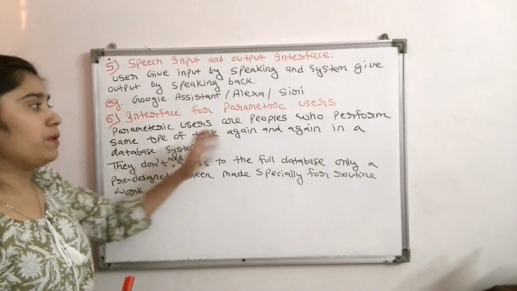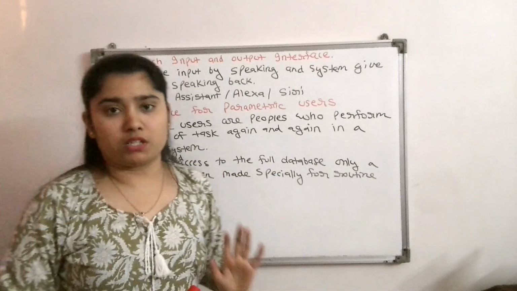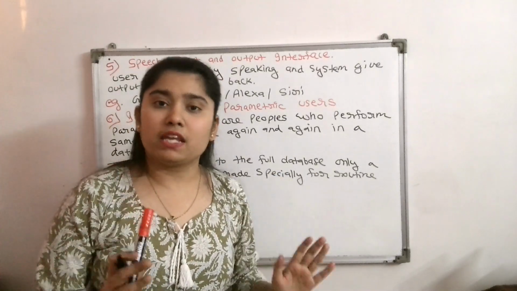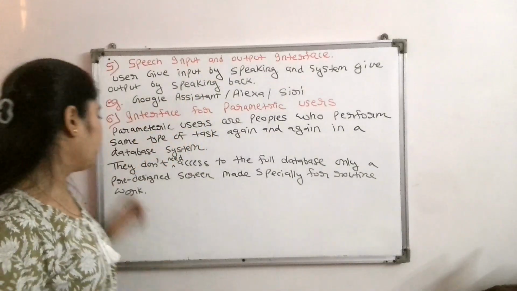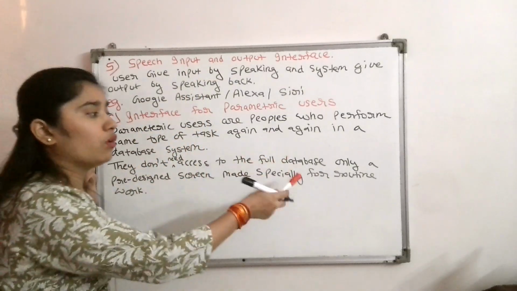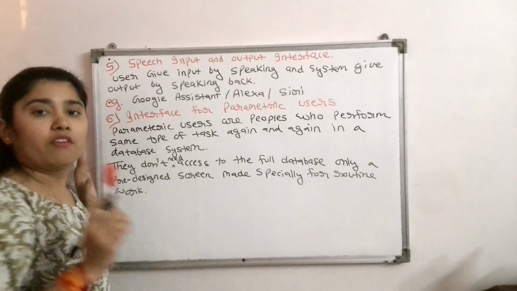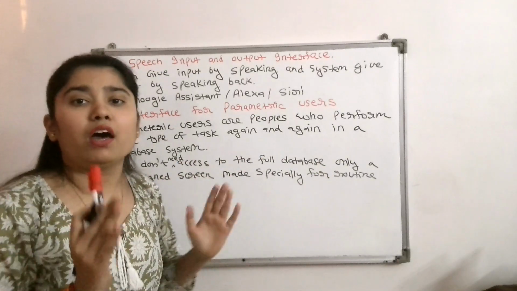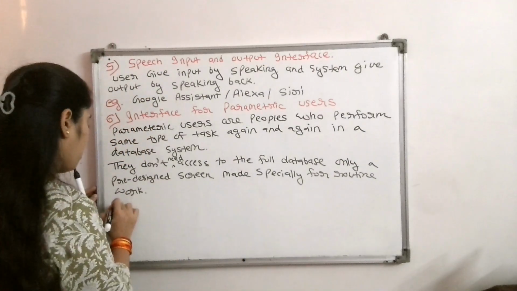See, these are the people who perform the same type of task again and again in the database system. They are using the same tasks repeatedly for every customer. Then they don't need access to the full database. They only need a pre-designed screen. There is a fixed screen where they perform their routine task. I have given you the example also.